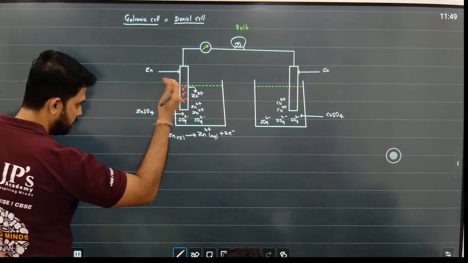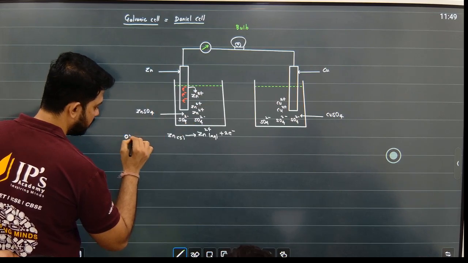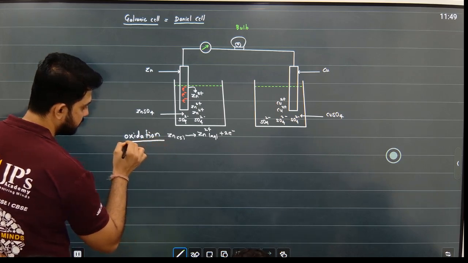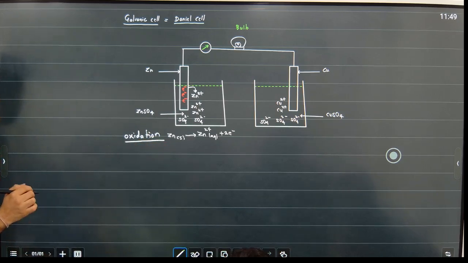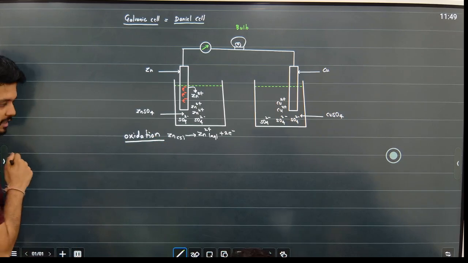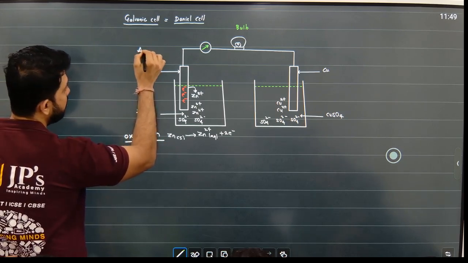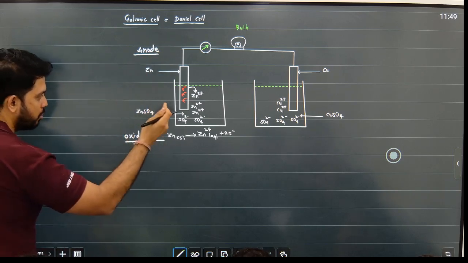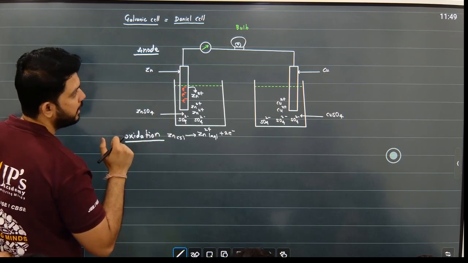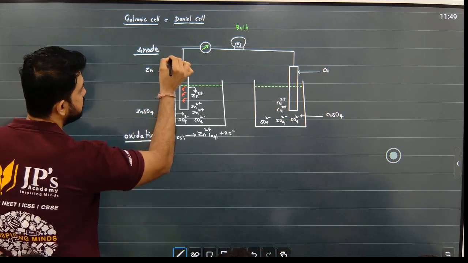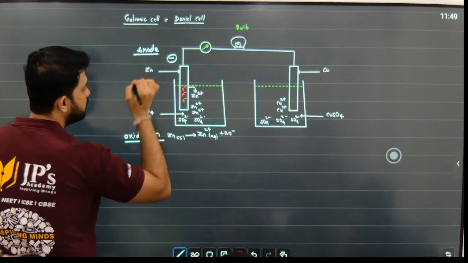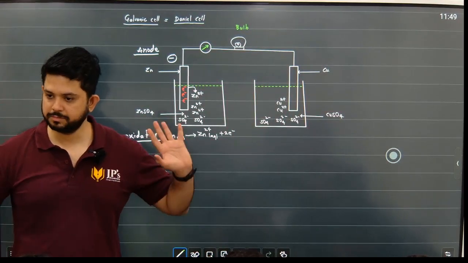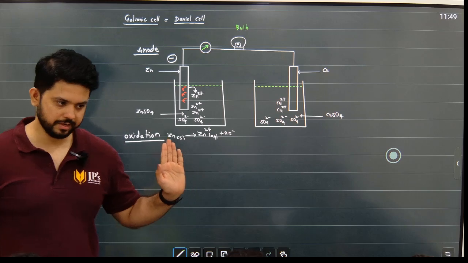So what happened on the left hand side? Oxidation. The electrode on which oxidation takes place is called the anode, and what is present on the rod? Electrons. As a result of which, what charge will be developed on the electrode? Negative charge. What happened on the LHS side? Yes or no? Very easy.